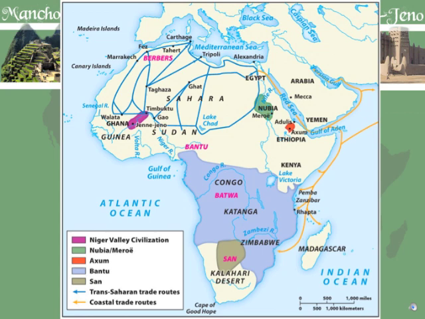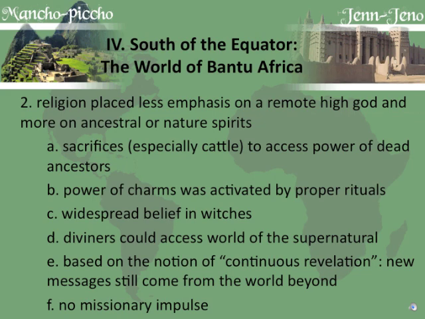All right, religion placed less emphasis on a remote high god and more on ancestral or nature spirits. This is called animism, to make sure that you know that term as well, since that was not used in this chapter. Sacrifices, especially cattle, to access the power of dead ancestors. So this has to do with your burning altars. The power of charms was activated by proper rituals.